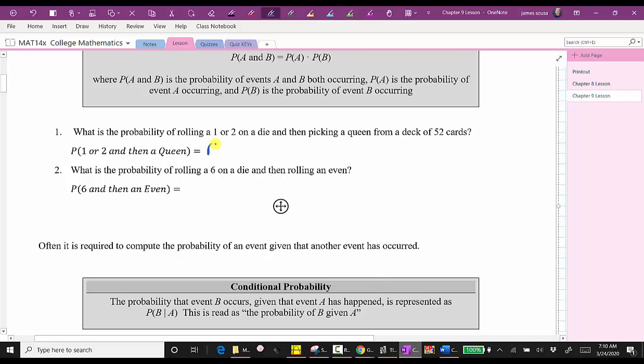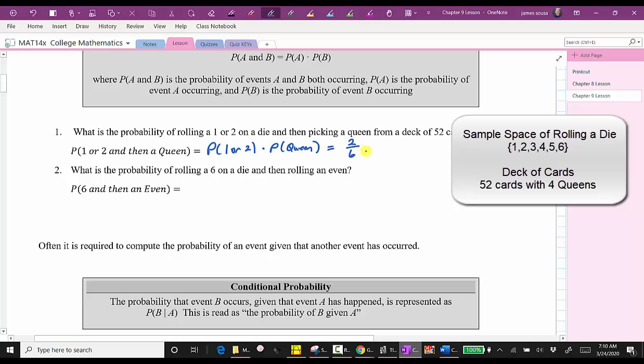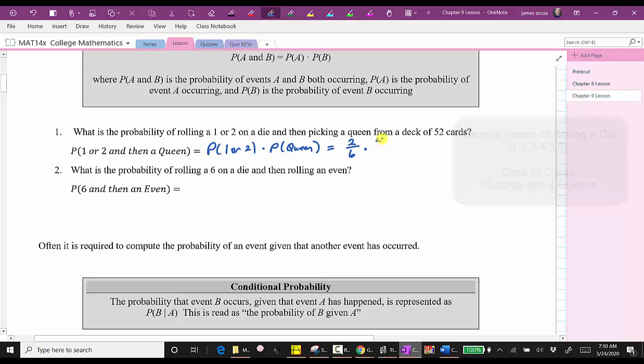So this is equal to the probability of a 1 or 2 on a die times the probability of selecting a queen from a deck of cards. The probability of rolling a 1 or 2 on the die is 2 divided by 6 or 2/6 because there are 2 favorable outcomes out of a total of 6, and then times the probability of selecting a queen from a deck of cards, because there are 4 queens in the deck of 52 cards. The probability of selecting a queen is 4 divided by 52, or 4/52.